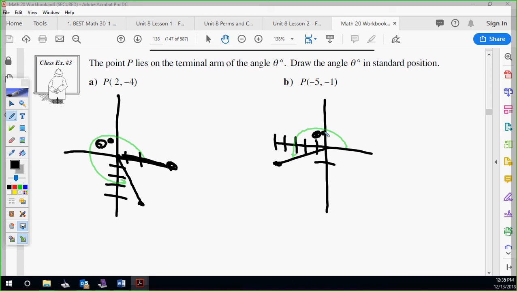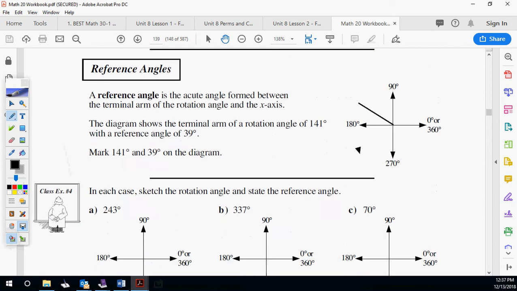Okay, so now we're talking about reference angles. And that's it, so we just did rotation angles. Is there any question on rotation or coterminal angles? That's the only thing we talked about so far. Straightforward, everything easy so far? All right, so here's reference angles.